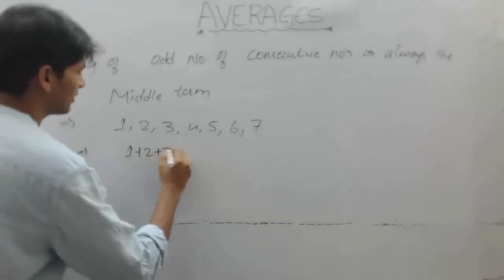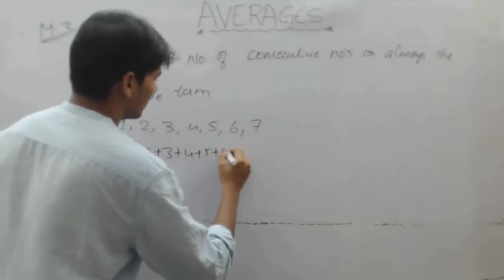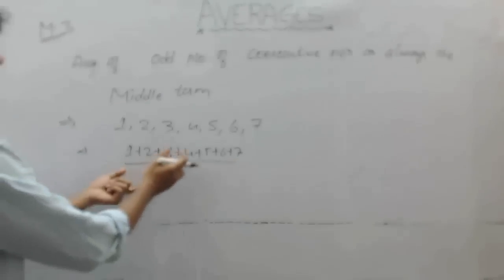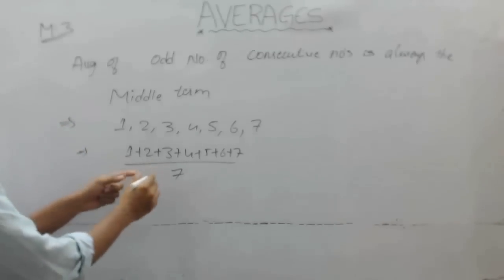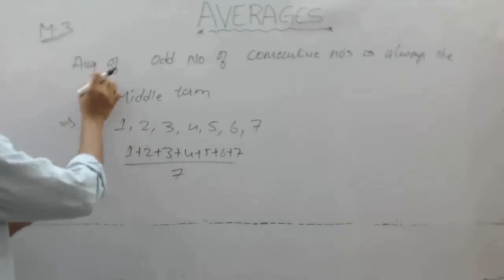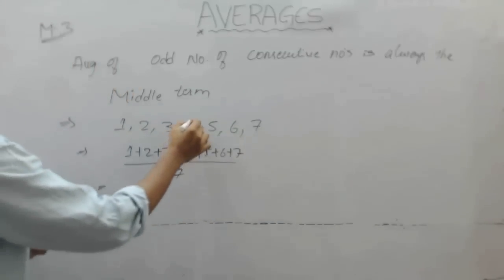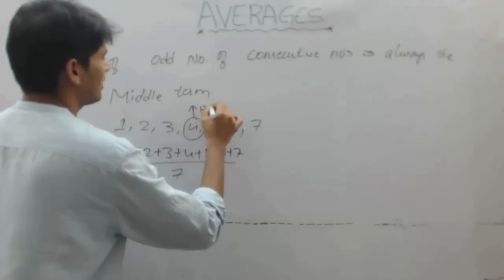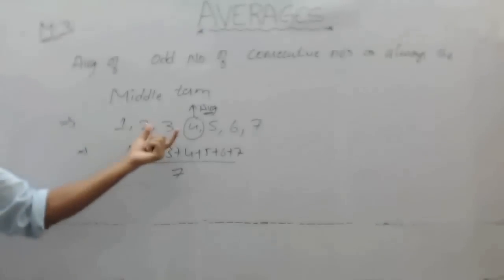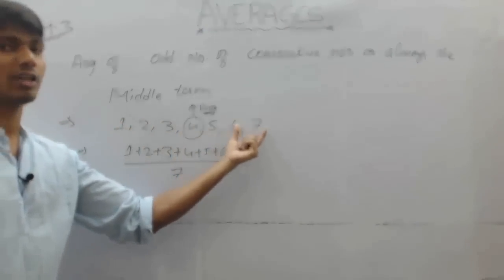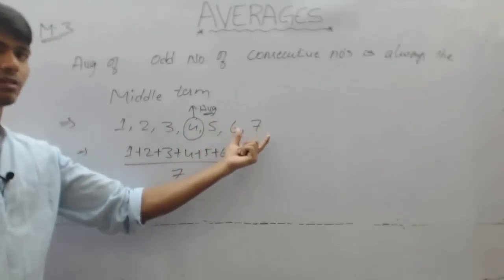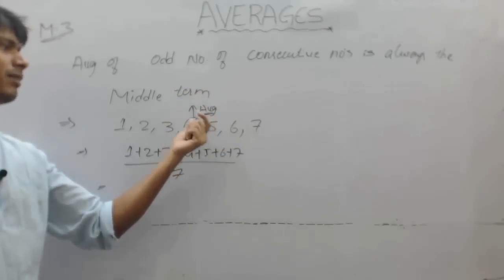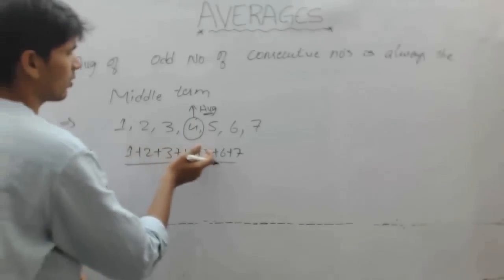So how would we solve this by the conventional method? 1 plus 2 plus 3 plus 4 plus 5 plus 6 plus 7, divided by the total number of terms, 7. You take the sum and you get some answer. But instead of that, to find the average of an odd number of consecutive numbers, you can directly answer it as 4. The middle number is always the average of consecutive odd numbers. So when consecutive numbers are given and there are an odd number of them, the middle number will be the average.